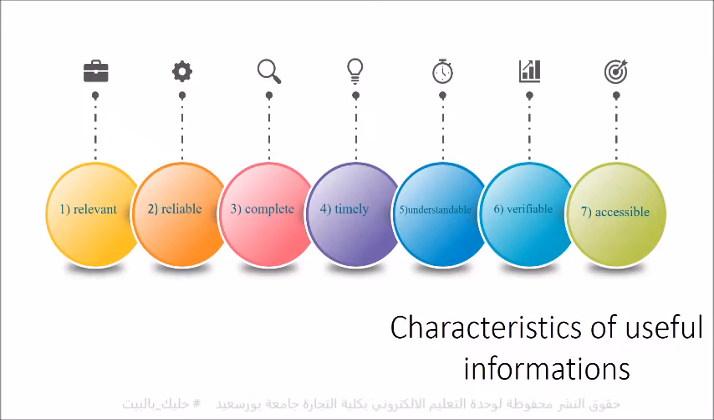Sixth, verifiable. Information is verifiable if two knowledgeable people acting alone would reach the same information. For example, the accountant of the company has done the balance sheet and got the numbers. If the auditor gets the same numbers, then this information is verifiable. Number seven, and the last one, is accessible. Information is accessible if it's available to users when they need it and in a format they can use.